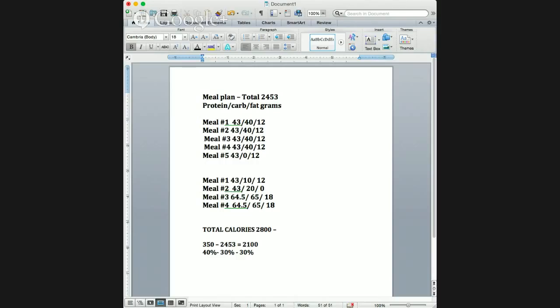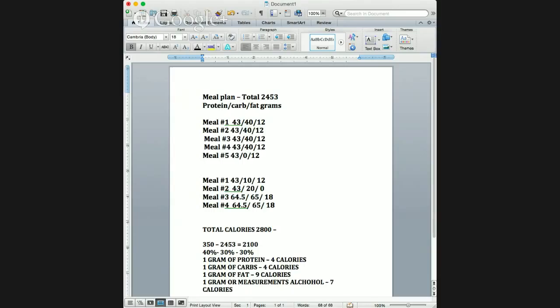Now, one other thing real quick is each gram of protein equals 4 calories. One gram of protein equals 4 calories. 1 gram of carbs equals 4 calories. 1 gram of fat equals 9 calories. Also, 1 gram or measurement of alcohol equals 7 calories.